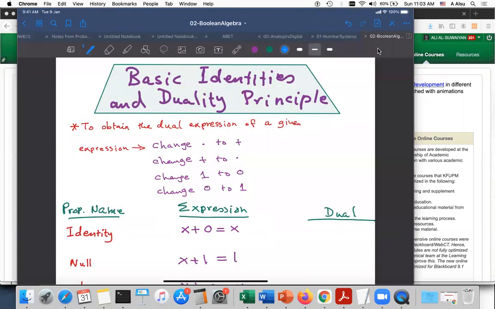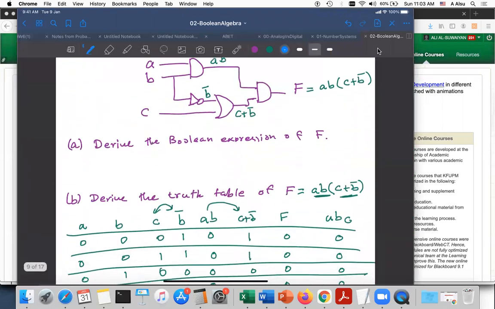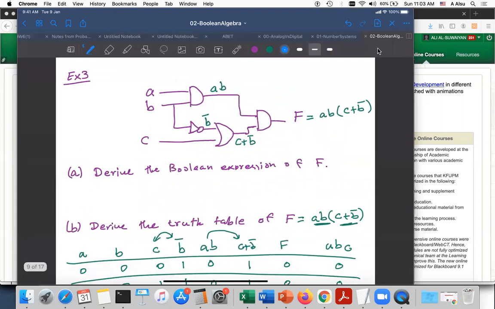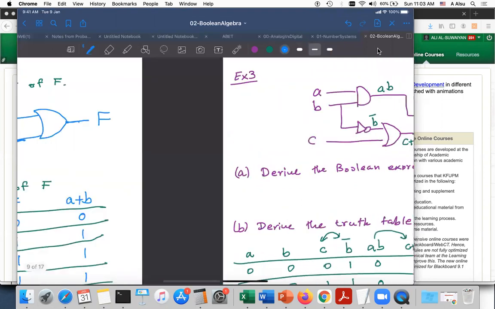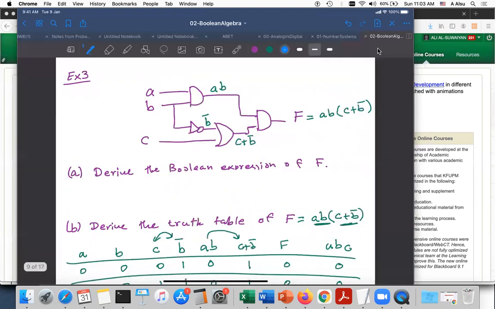Last time we were talking about Boolean algebra, and the last example we did was to derive the Boolean expression of a logic circuit. Before that, we were able to sketch the logic circuit of a given Boolean expression, and for both cases we derived the truth table. The truth table is the unique representation of functions.